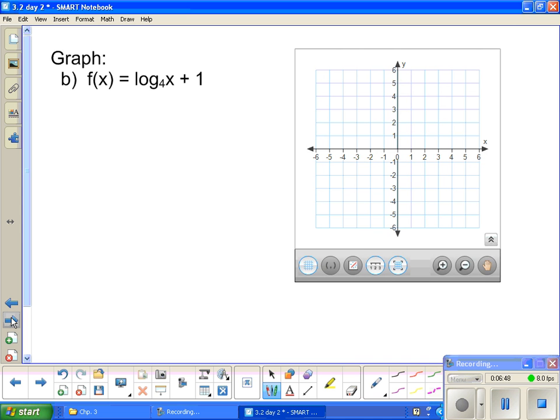Okay, so again, start with the domain. Let's define it. x is greater than 0. Okay, why is it greater than 0? The plus 1 is not in parentheses. There's a plus 1 at the end. It's not in the parentheses. Range, all real numbers. Again, this will define my vertical asymptote, x equals 0.